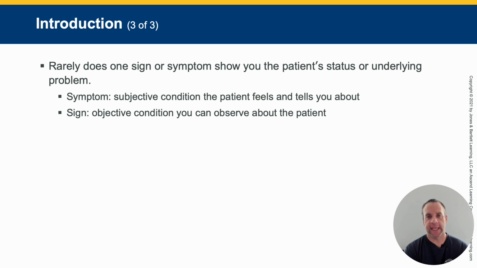Now, one of the most important takeaways here is that no single sign or symptom is going to tell you the entire story, right? A patient may have chest pain, but is it cardiac? Is it respiratory? Is it musculoskeletal? Or maybe it's gastrointestinal, right? That's why we have to combine signs and symptoms, scene information, and the patient history to really form a working impression. Because you got to remember, a symptom is something the patient feels or they tell you about, like pain or nausea. A sign is something that you can observe or is measurable, like cyanosis or tachycardia.